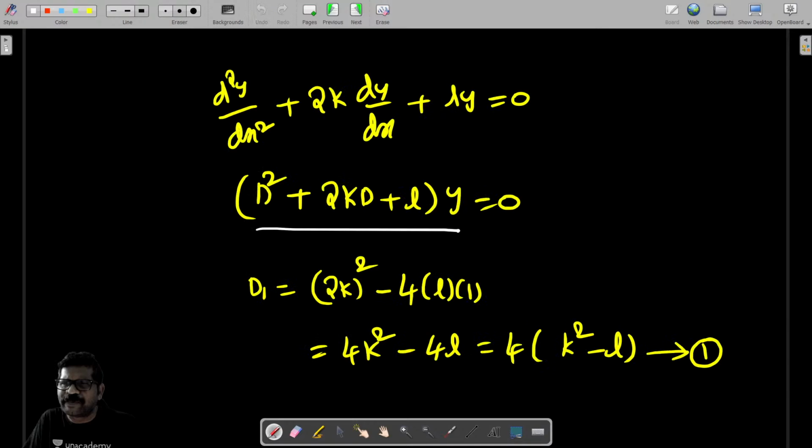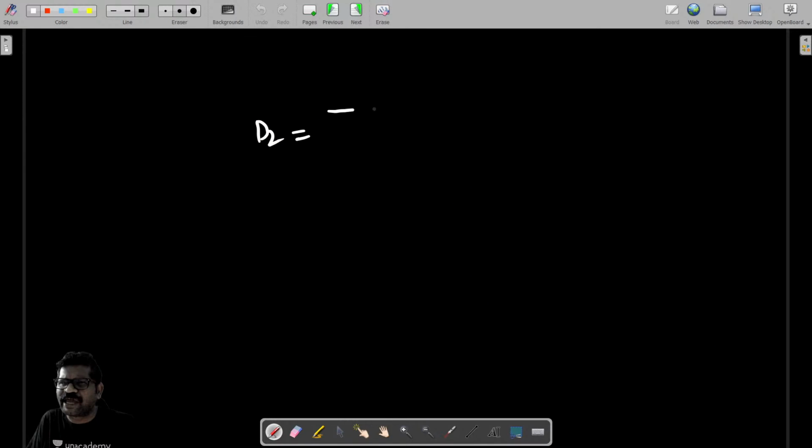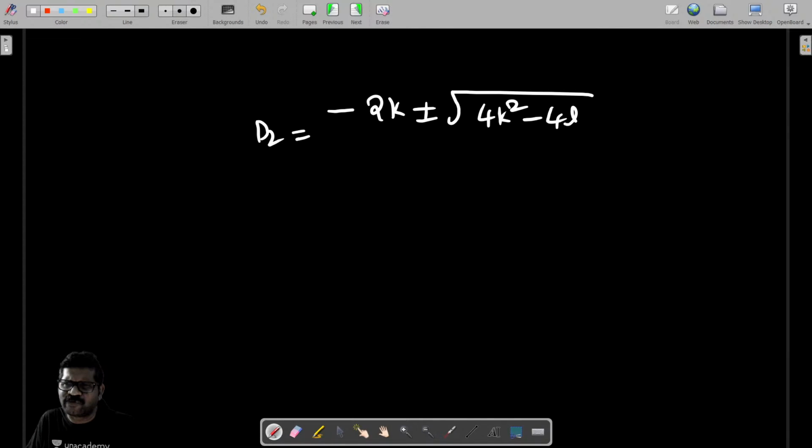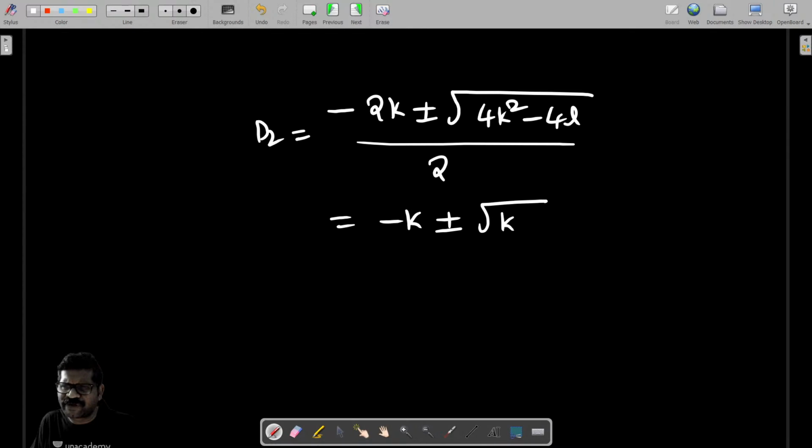d equal to minus b, minus b means minus 2k, plus or minus square root of 4k square minus 4L by 2 into 1. After cancellation, this will become minus k plus or minus square root of k square minus L. Call it equation 2.